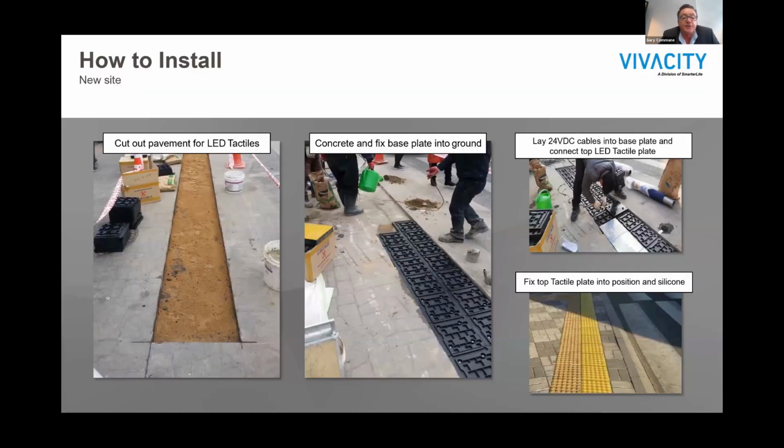In a new situation, like you can see here, where there were no tactiles before, we just dig out the substrate, whether it's concrete, asphalt, whatever it may be. We again lay a bed of sand. We then put our base plates into position. And as you can see here, we are connecting the DC wires, and then we lay the tactiles on top. Very simple installation.